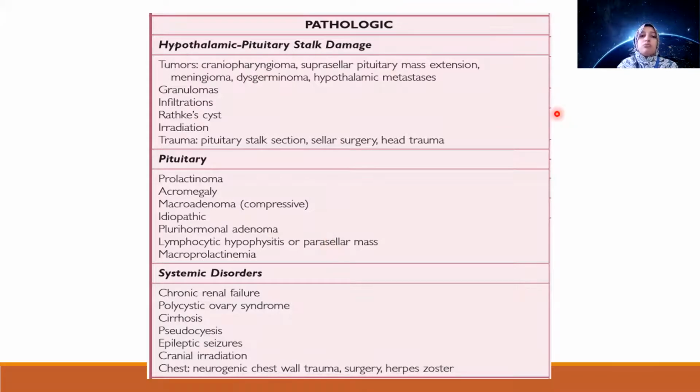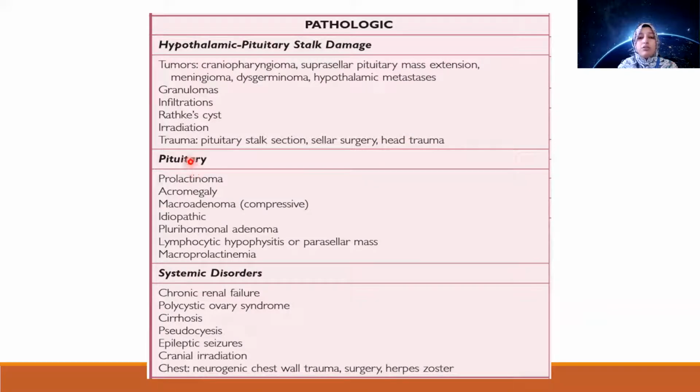Now, coming to the pathological conditions of hyperprolactinemia, as you can see, there is hypothalamic-pituitary stalk damage, which includes tumors, granulomas, Rathke cysts, radiation, and trauma to the pituitary stalk, or sellar surgery in head trauma.